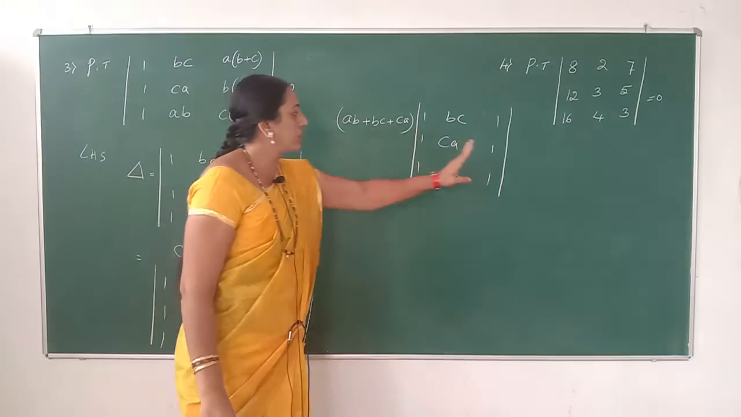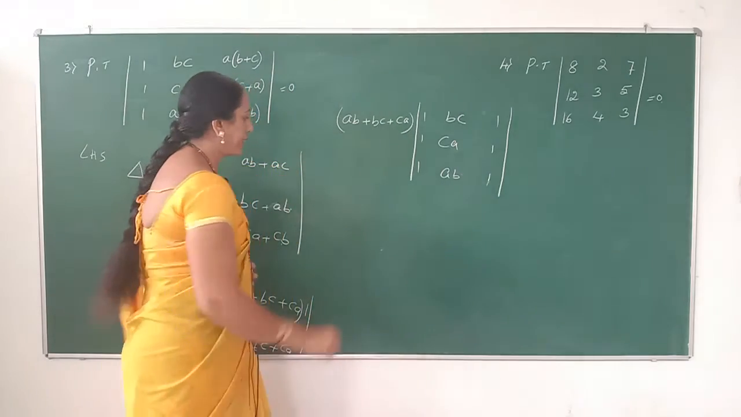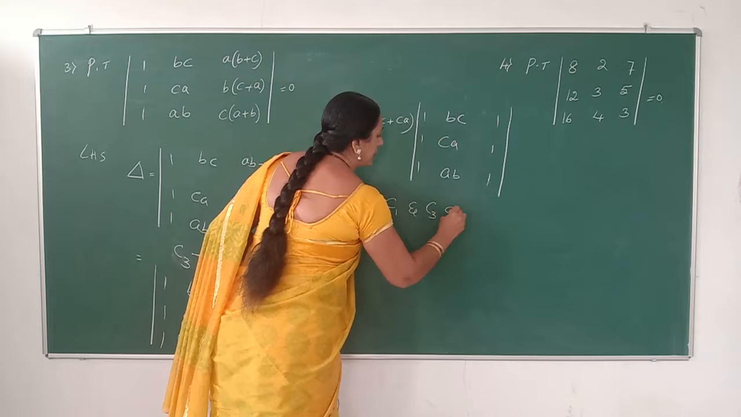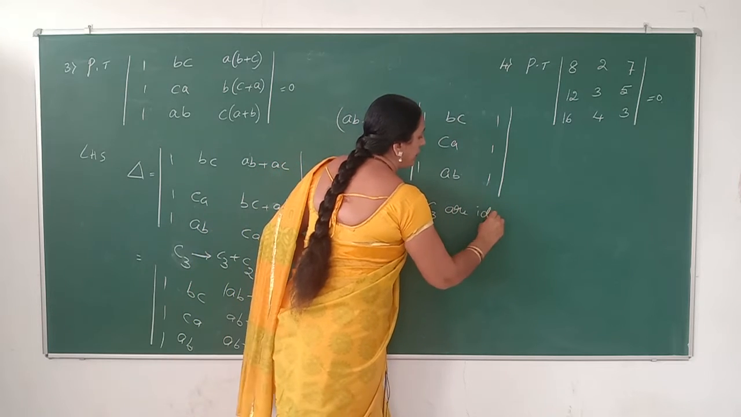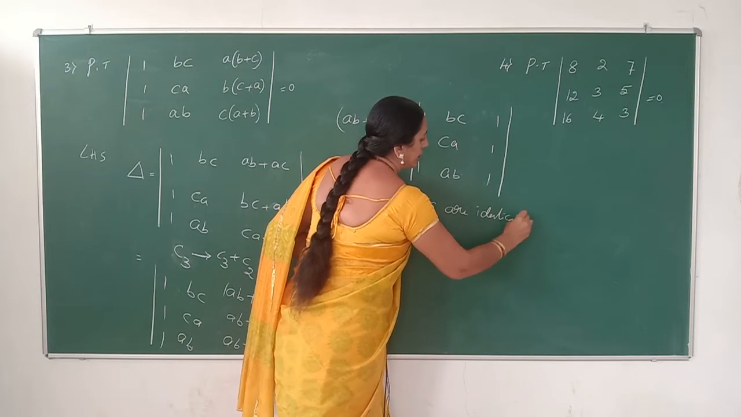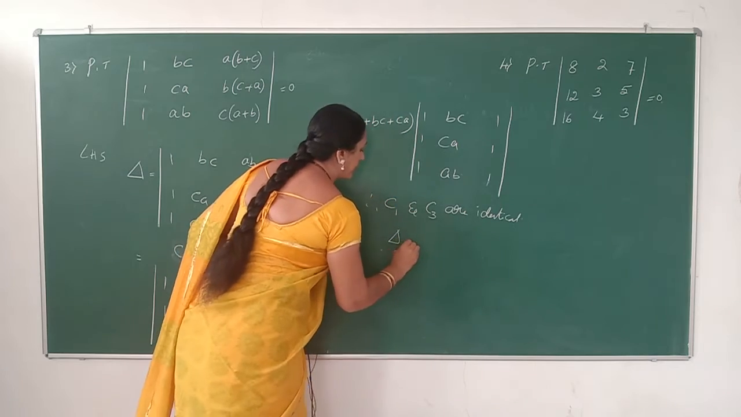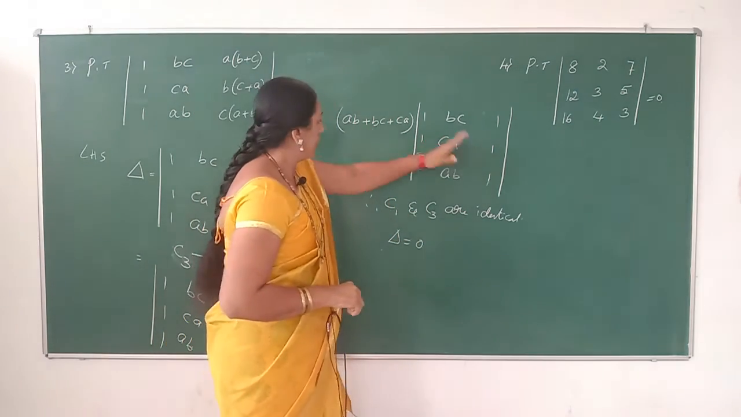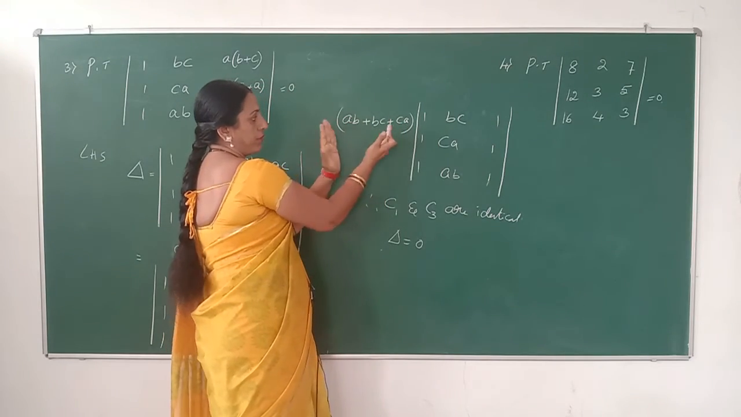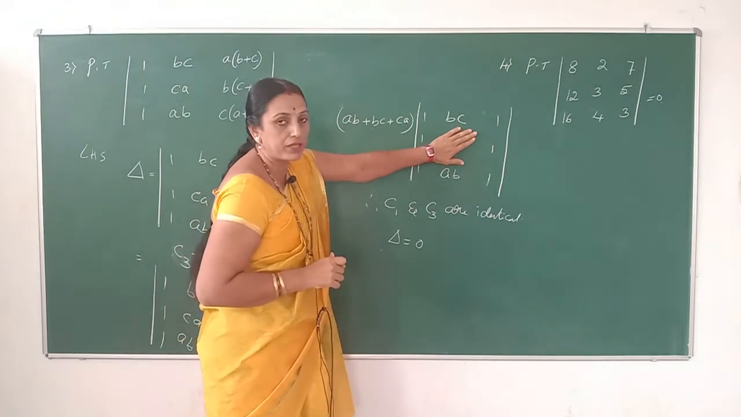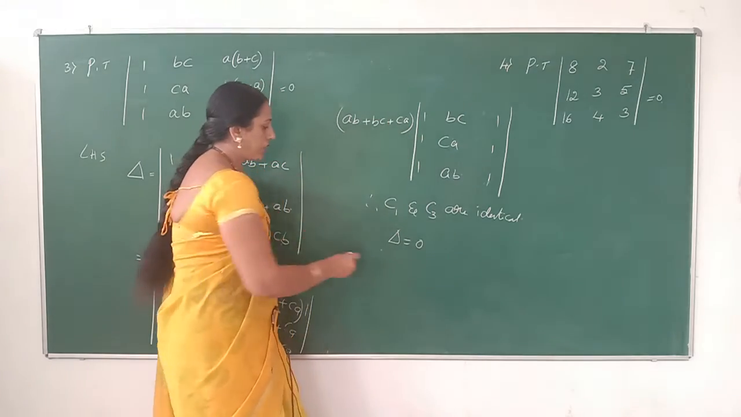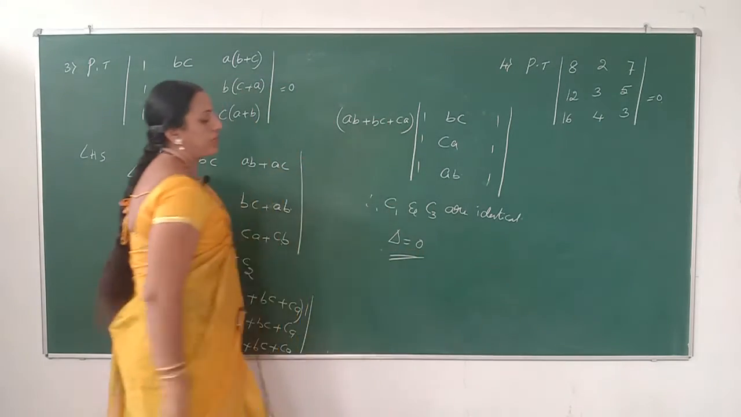The first and third columns are identical, therefore C1 and C3 are identical. Then the value of the determinant is 0. So it is 0 multiplied by the factor AB plus BC plus CA, which is also 0. Therefore delta is nothing but 0.